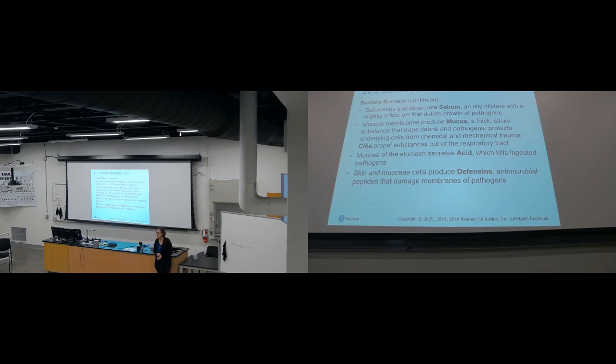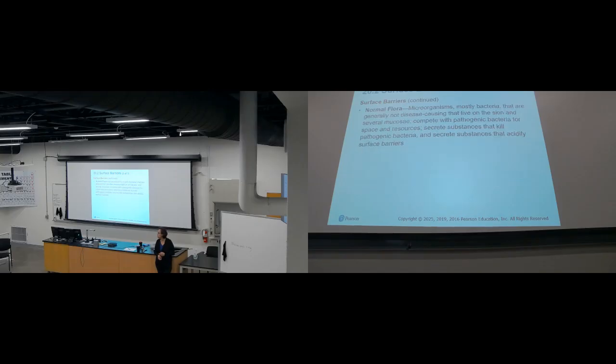The mucosa of our stomach secretes hydrochloric acid. Most bacteria don't tolerate that low pH, with the exception of the only bacteria that can cause an infection in the stomach, Helicobacter pylori. That tolerates acidity because later on it changes the acidity of the stomach into a basic pH that helps it to thrive. And then in our skin we have defensins, which are antimicrobial peptides that can also damage the cell wall of bacteria.